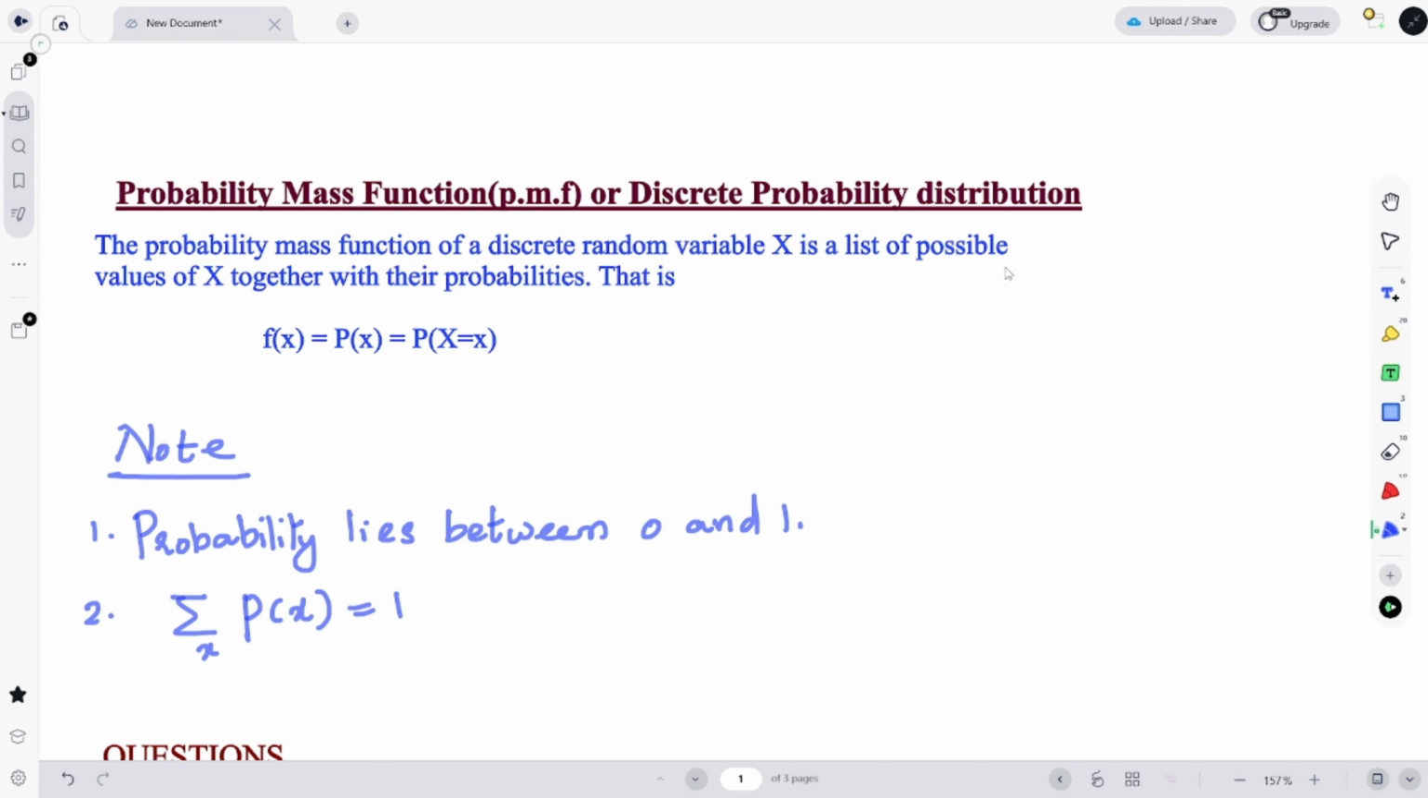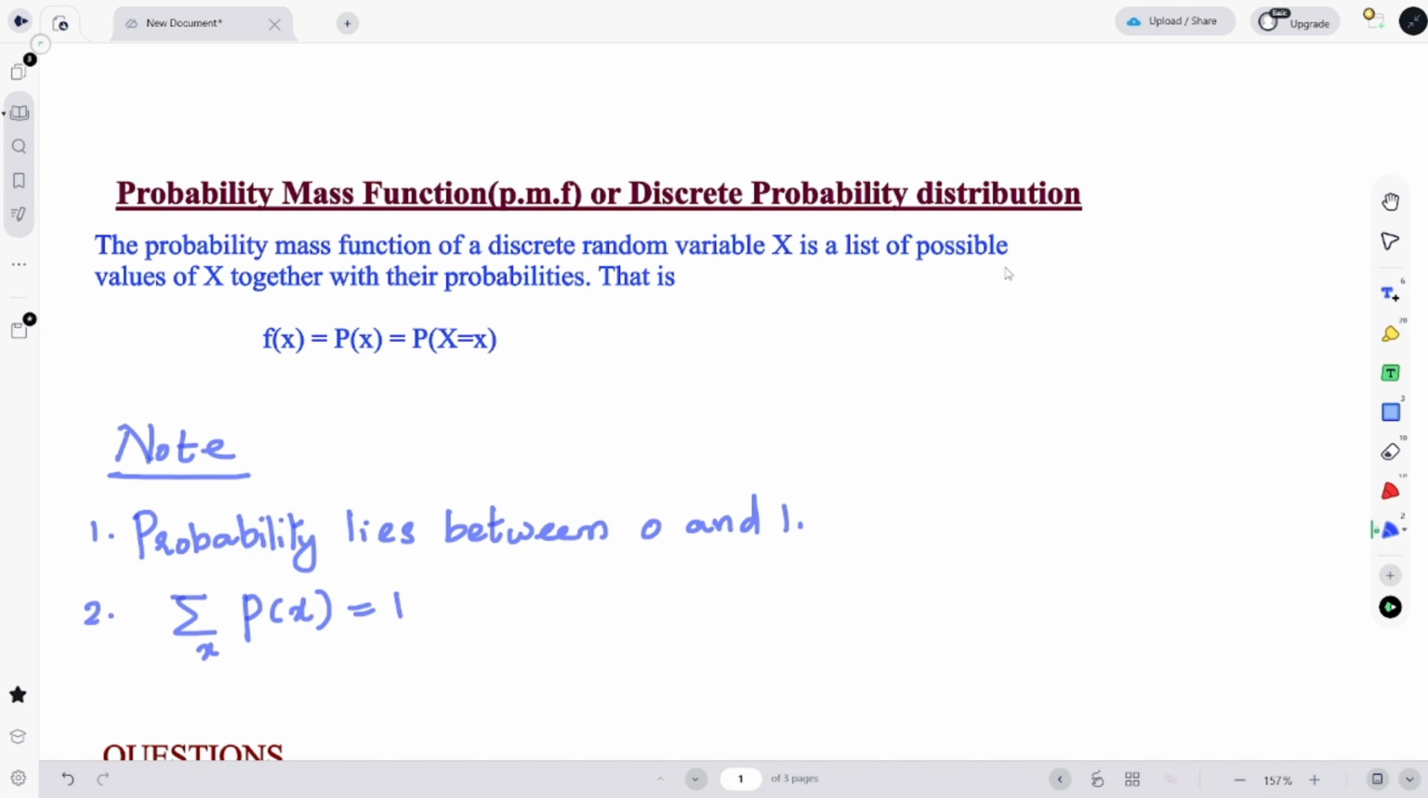The probability mass function of a discrete random variable X is a list of possible values of X together with their probabilities. And that can be written as f(x) = p(x) = P(X = x). Capital X is the random variable and small x is the values that capital X takes.